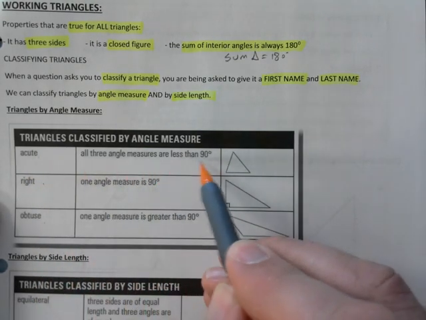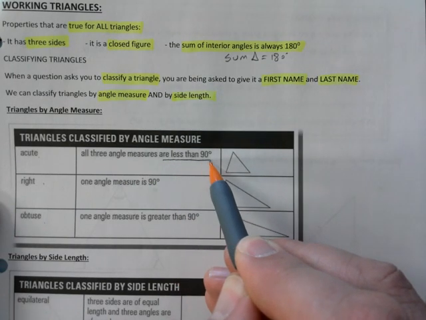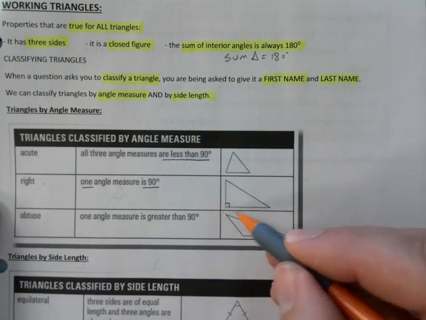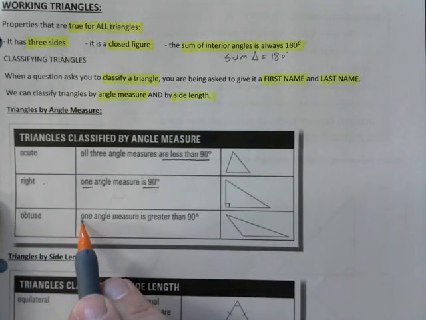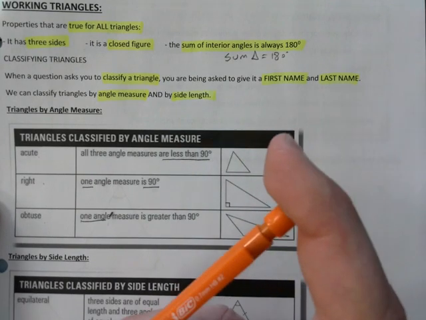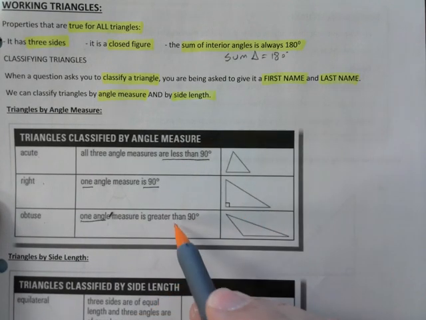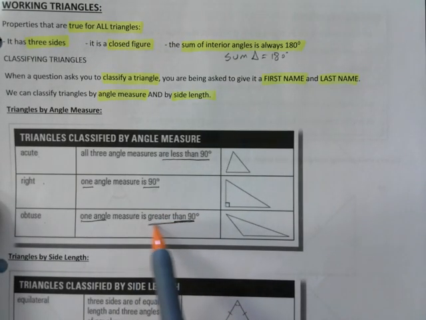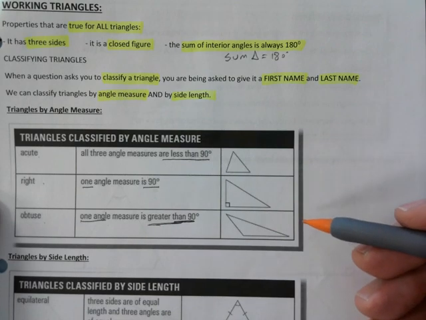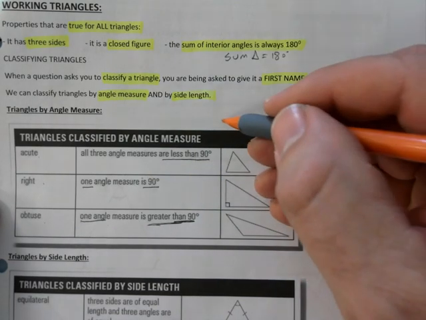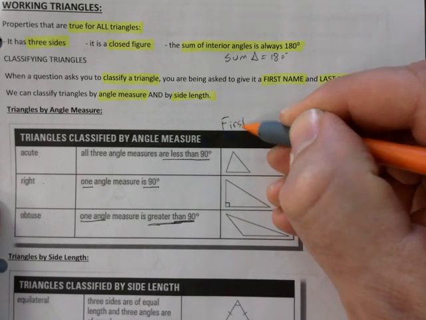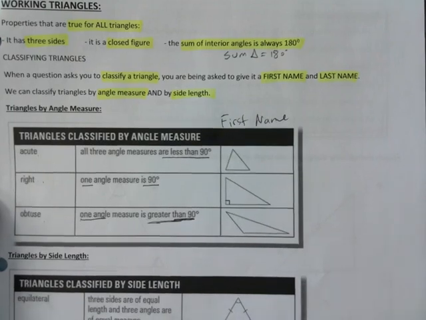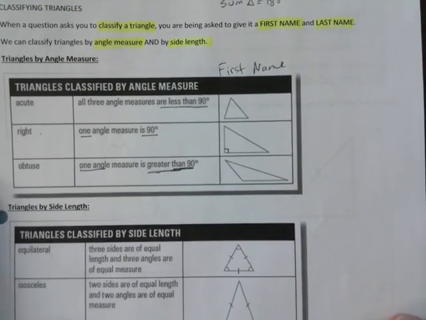Acute, all angles are less than 90. If it's a right triangle, one angle measures 90 right here. And obtuse, there's one angle that is greater than 90. One. You can't have more than one anyways. So I would call this the first name. This is the list of first names that you can give the triangle. I don't care if you flip-flop first name and last name. I really don't.